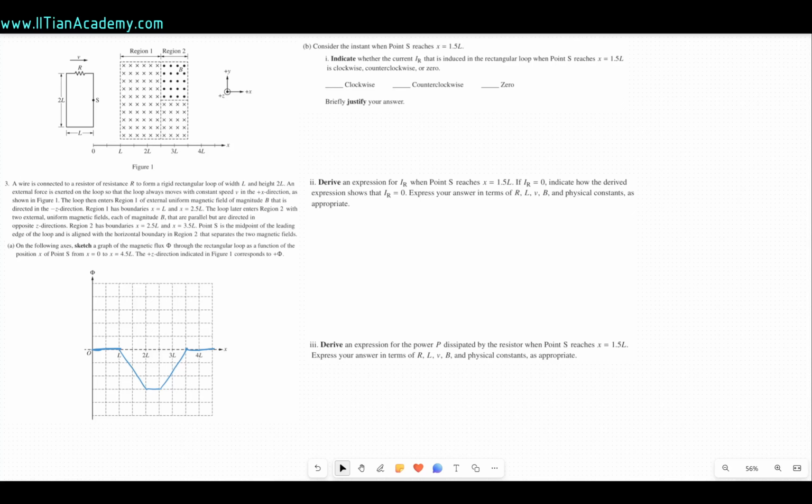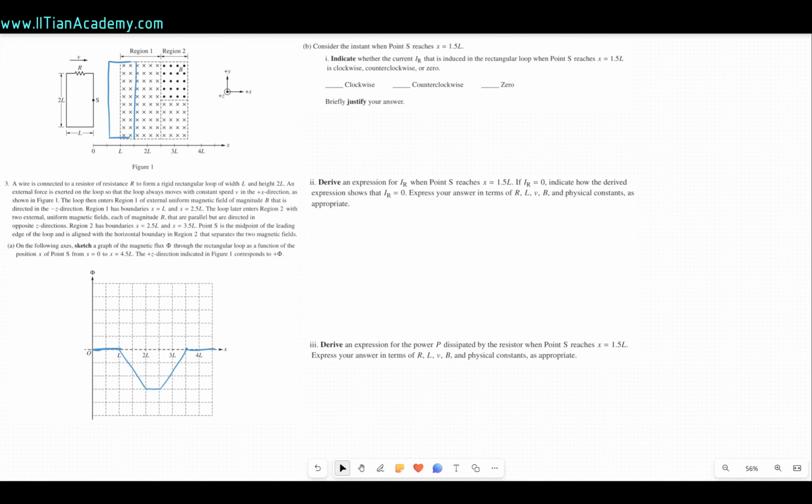So in part B, we are told to consider the instant when point S reaches 1.5 L. So that is over here. Half of the loop is inside, half of the loop is outside, like this. And we need to indicate whether the current that is induced is either clockwise or anti-clockwise.